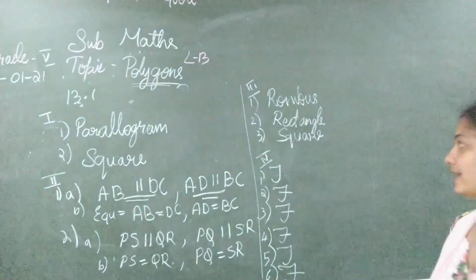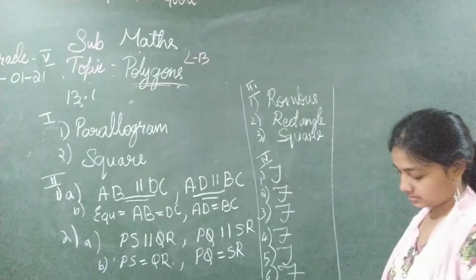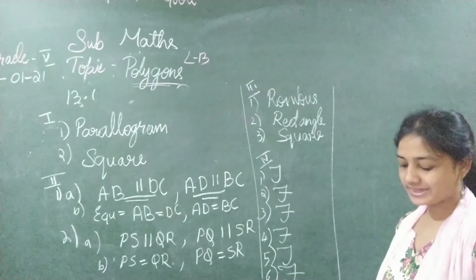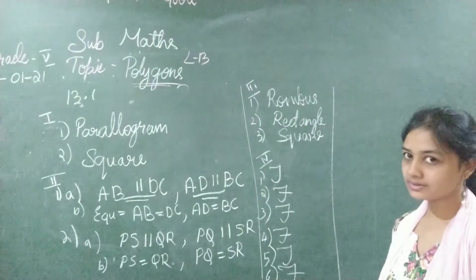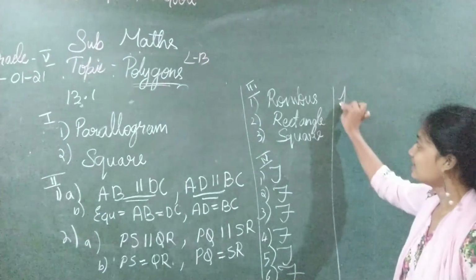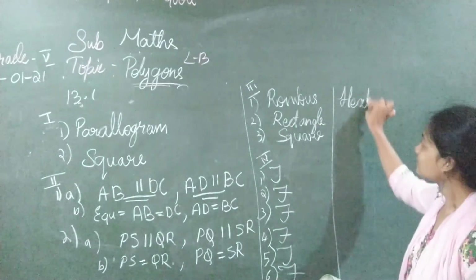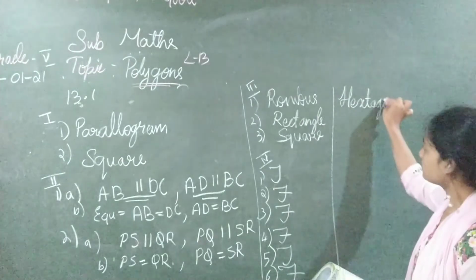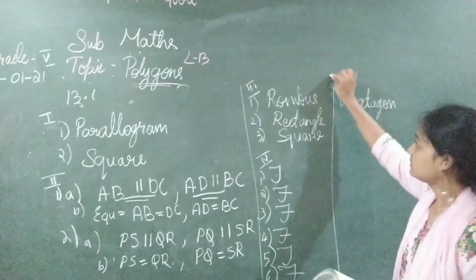So in fill in the blanks, a polygon with 6 sides is called. What is a polygon with 6 sides called, children? You have learned in your previous classes. It is hexagon. Hexagon.